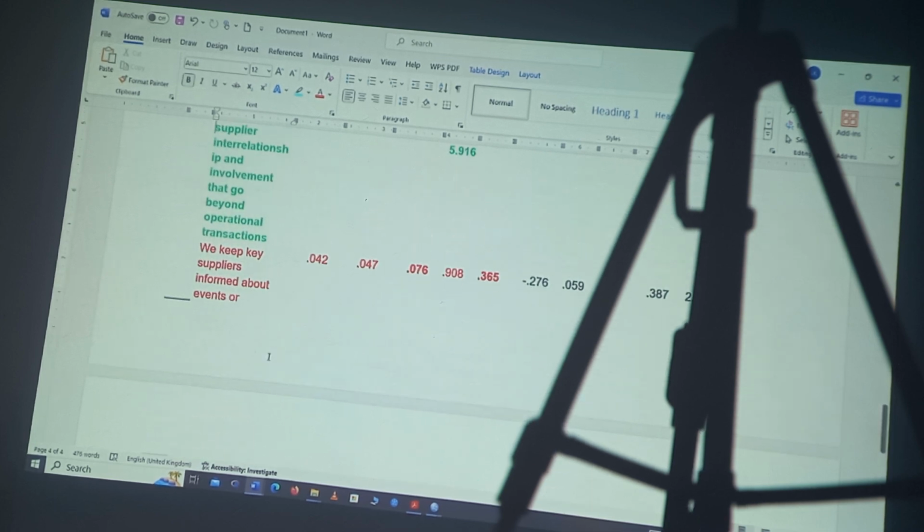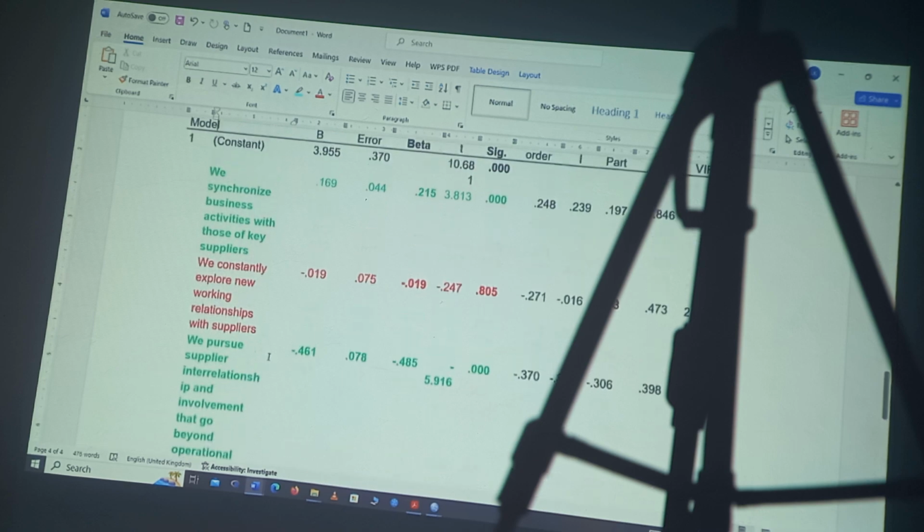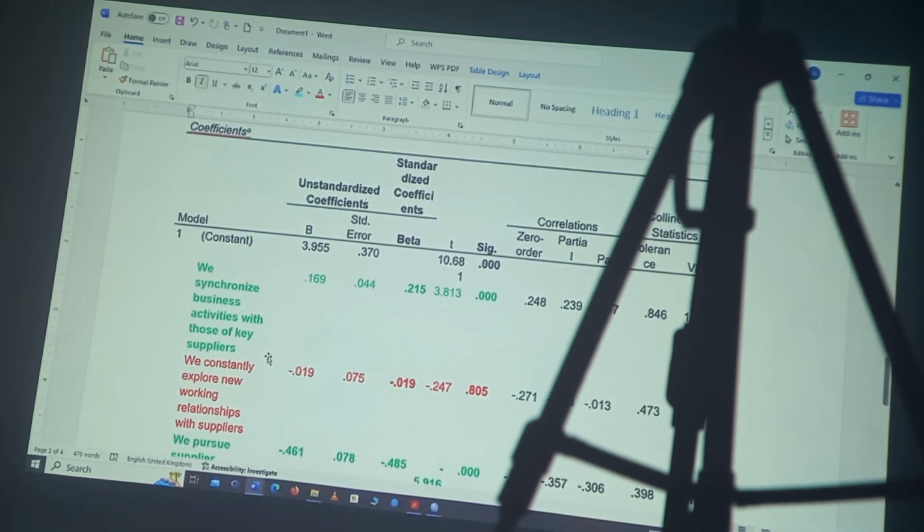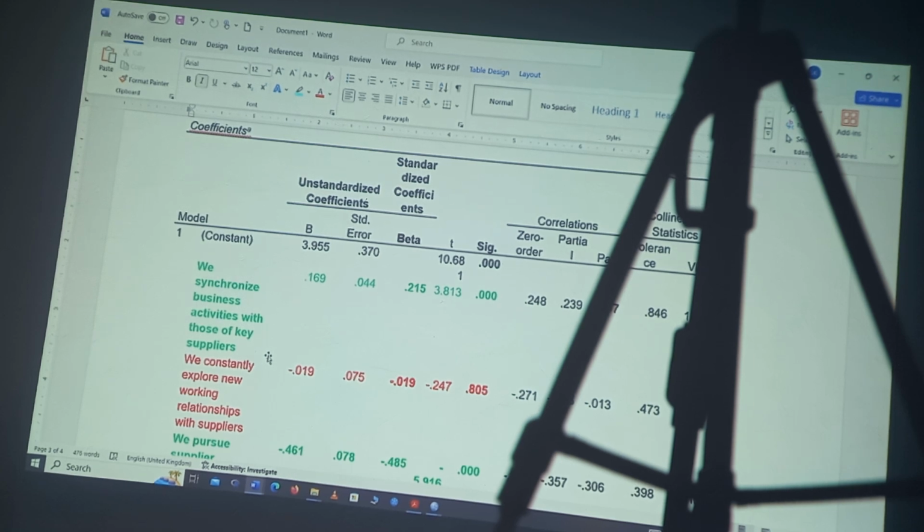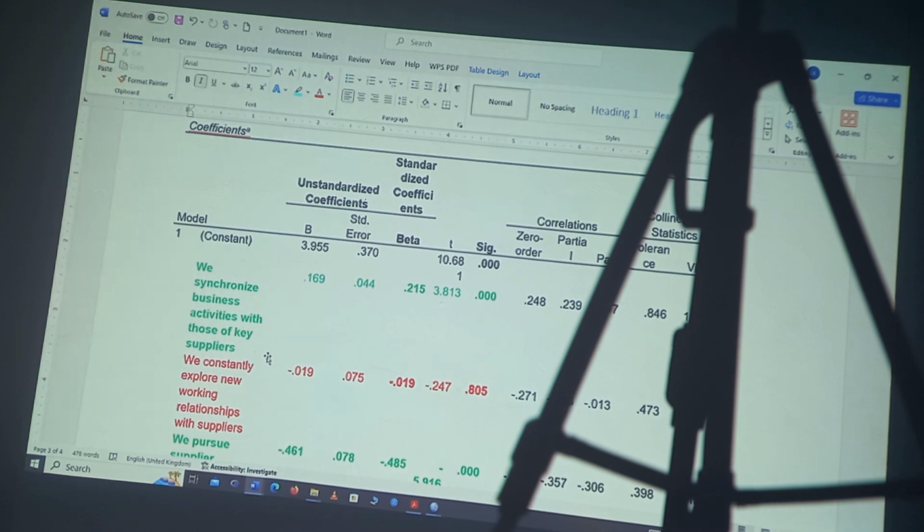And then we come to the last one, which is at the top there. We synchronize business activities with those of key suppliers. Not all activities, but business activities: they are serving their customers and doing certain things collectively to be able to make some earnings by serving their customers. That's our business activity. So when they do it together, it improves their profit. They also get their share from it.